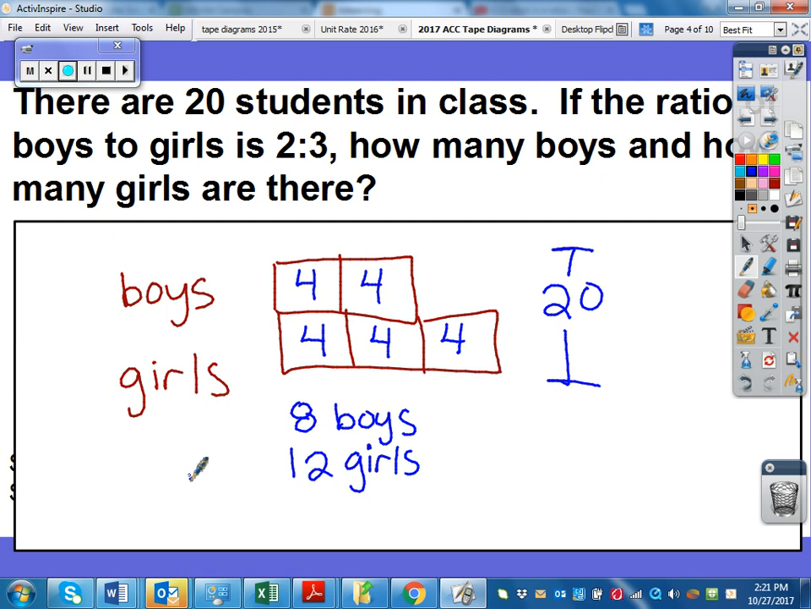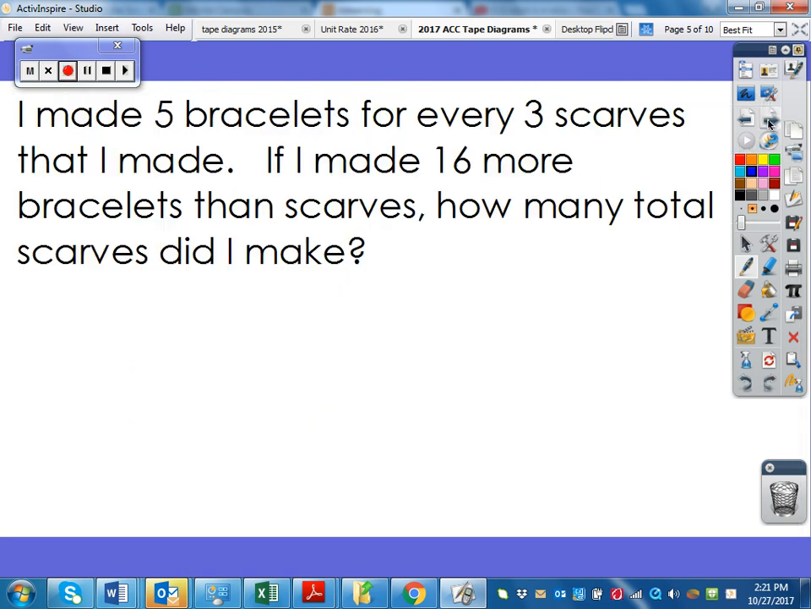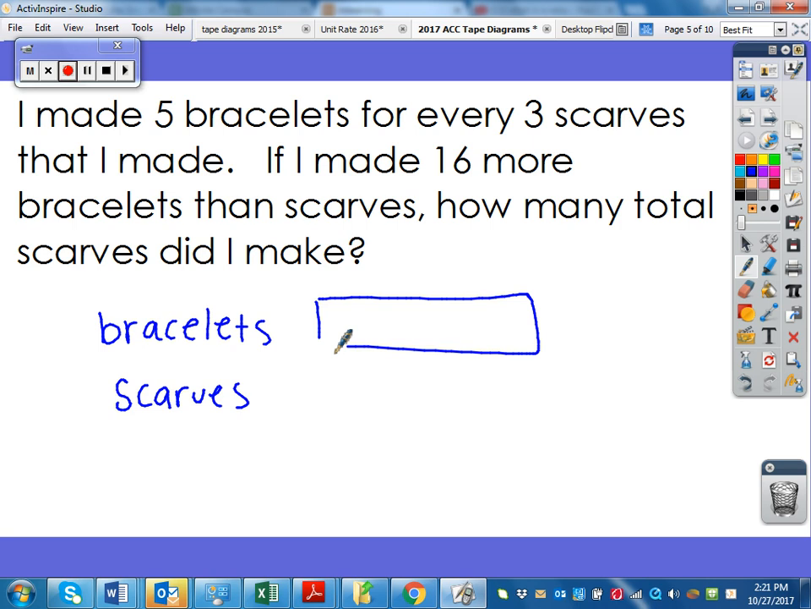I have one more type of tape diagram problem to demonstrate. I made 5 bracelets for every 3 scarves. If I made 16 more bracelets than scarves, how many total scarves did I make? So I have bracelets and scarves because those are the two things I'm comparing. It's a ratio of 5 bracelets, 1, 2, 3, 4, 5, to 3 scarves.